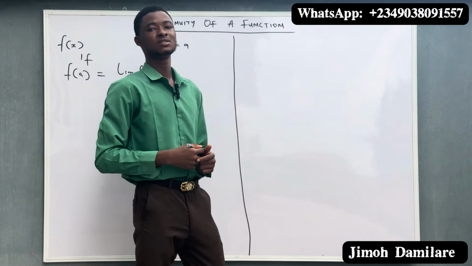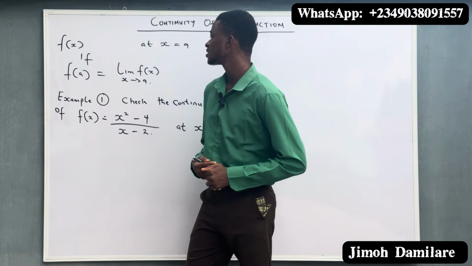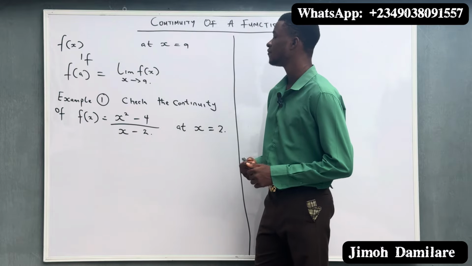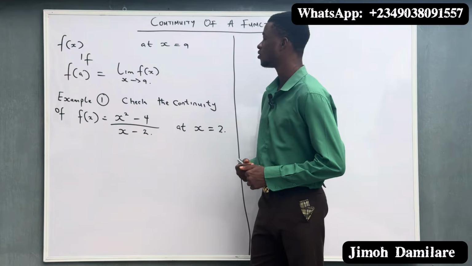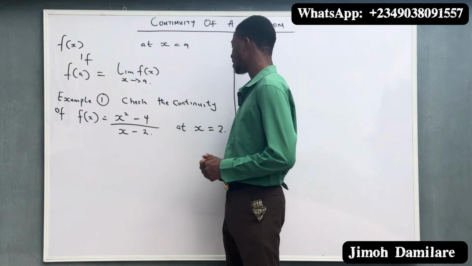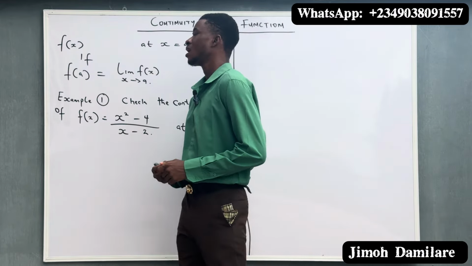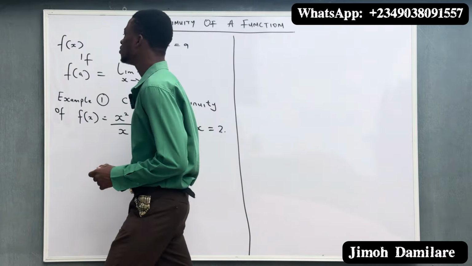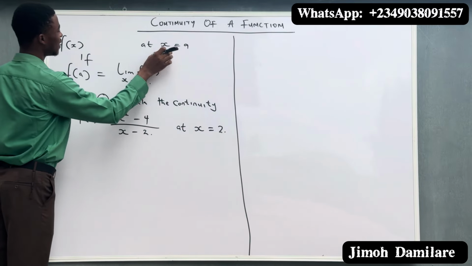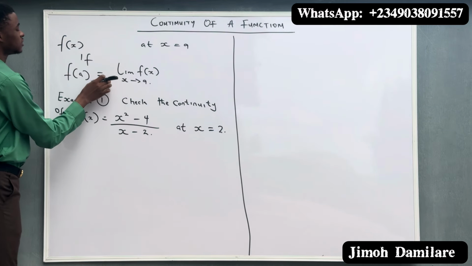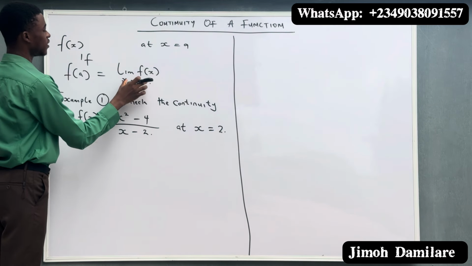Moving to the first example as written on the board, the question says, check the continuity of f of x equal to x squared minus 4 all over x minus 2 at x equals 2. So how do we know the continuity of this function? Remember that I said a function f of x is continuous at x equal to a if f of a is equal to the limit of f of x as x tends to a. So this means we have to get our f of a first, and also find the limit of the function, which is the limit of f of x as x tends to a.